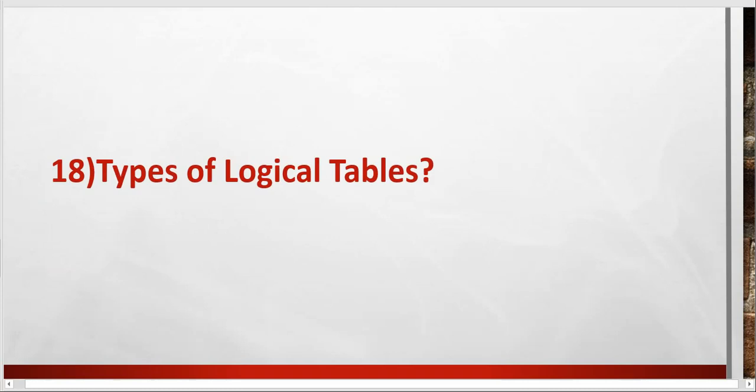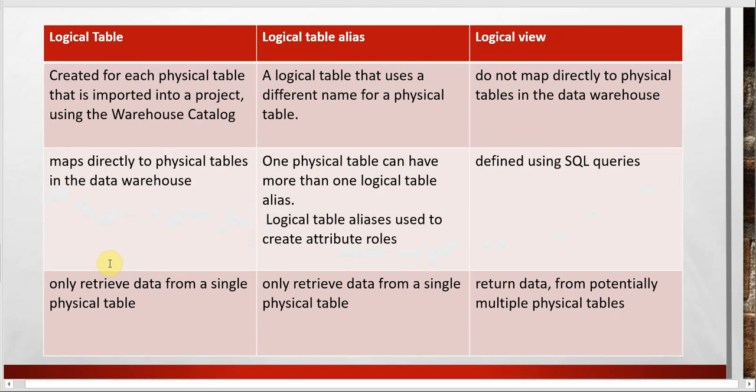What are the types of logical tables in MSTR? The first type is the logical table, which is created for each physical table that is imported into a project using the warehouse catalog. It is done automatically. It directly maps to a physical table in the data warehouse. It only retrieves data from a single physical table.